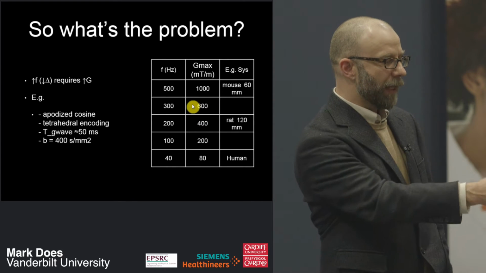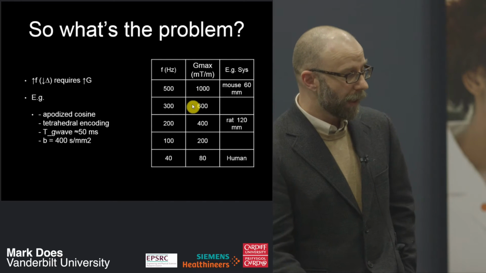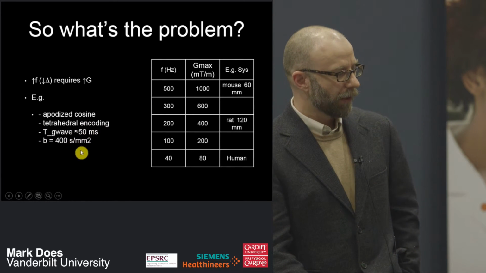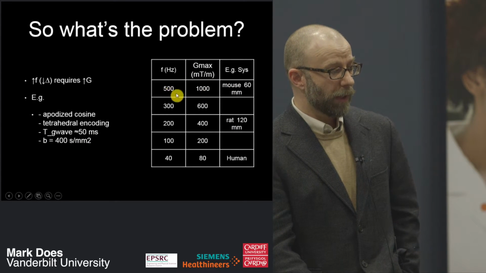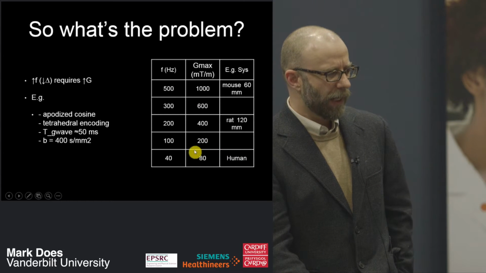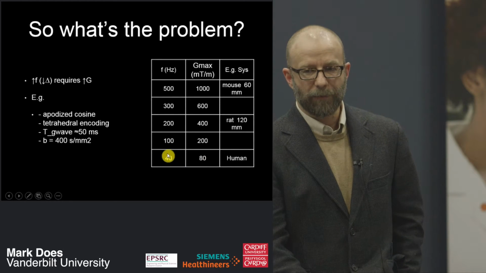So for the apodized cosine waveform and say 100 millisecond echo time, so 2 oscillating gradient waveforms of 50 milliseconds each, that would be 400. On a mouse scanner, you can get up to 500 hertz, which is more than enough. But on a human scanner with 80 millitesla per meter, you're only going to get up to about 40 hertz.